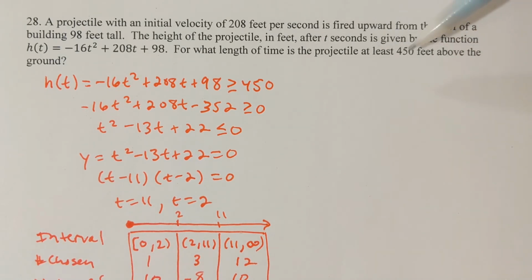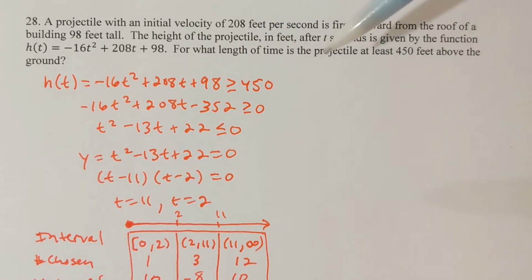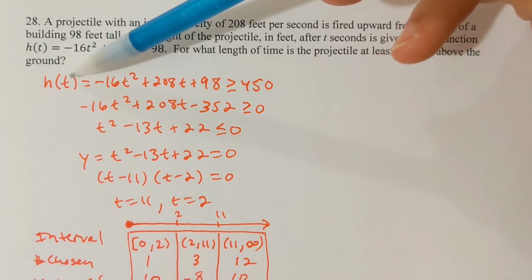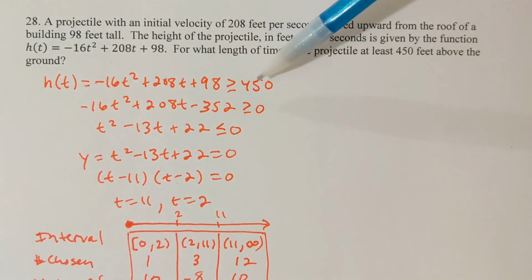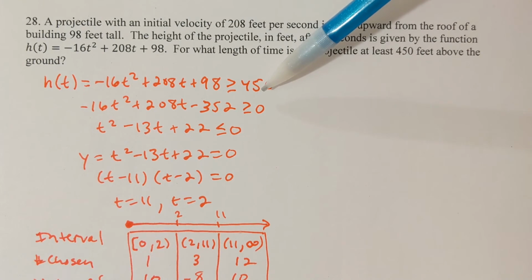At least 450 means 450 or more. So I would want to look at this as an inequality. I need to know when the height, h of t, is at least 450 feet.